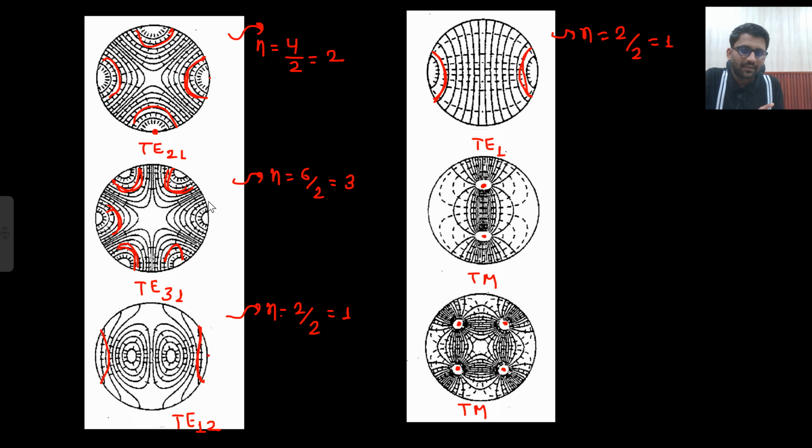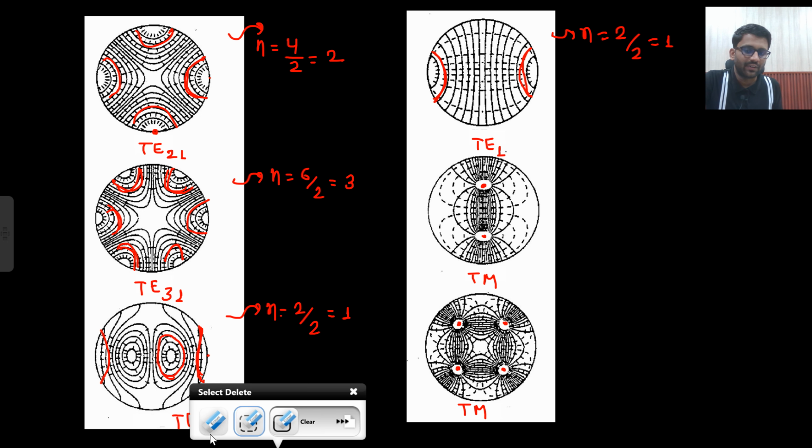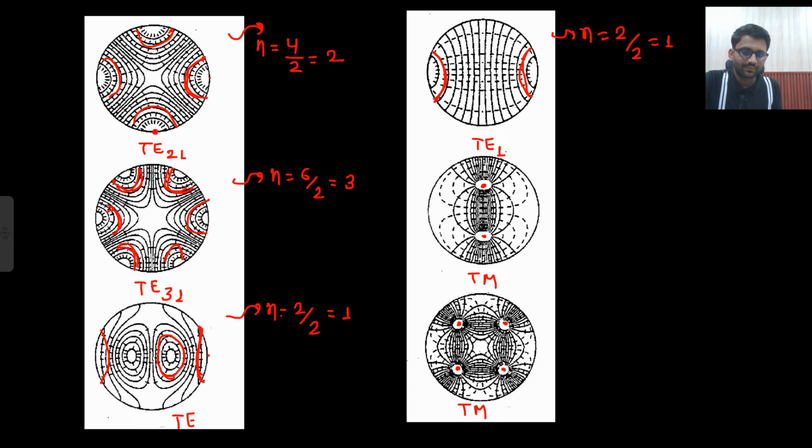From any node I can start, only one kind of circle I can see. From here if I start, I see one kind of circle and 2 kinds of circle. So 2 kinds of circle I can see, so this is TE12. Here the value of n is 1, but there are 2 kinds of circle, so TE12. Here how many kinds of circle can I see? Only one kind of circle. This is one kind of circle only.